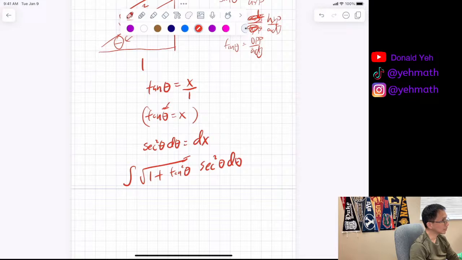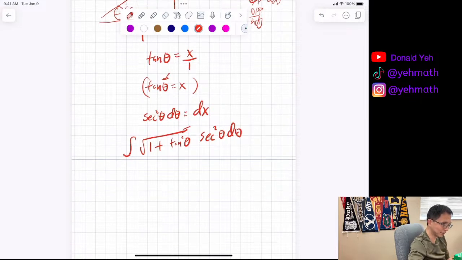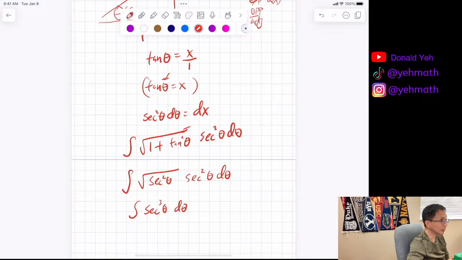That's okay, but it's not done yet. So that's going to be secant theta times secant squared theta d theta, which is equal to the integral of secant cubed theta d theta. Do you remember this? This looks familiar. This is one of the hardest integration by parts questions that I have shown you. Integration by parts.